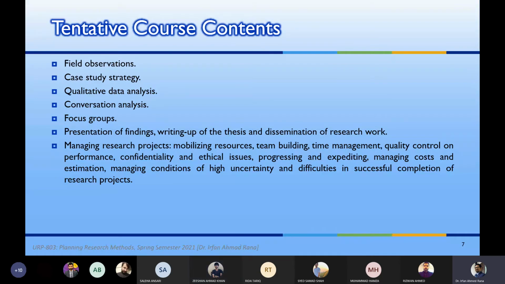Okay, thank you. So the last part would be presenting your findings, writing up your thesis, and disseminating your research. That is basically paper writing. So we'll be having some paper writing techniques, as well as a referencing workshop in which we'll tell you how to do referencing or citations in your paper. So we'll have a workshop on that as well.